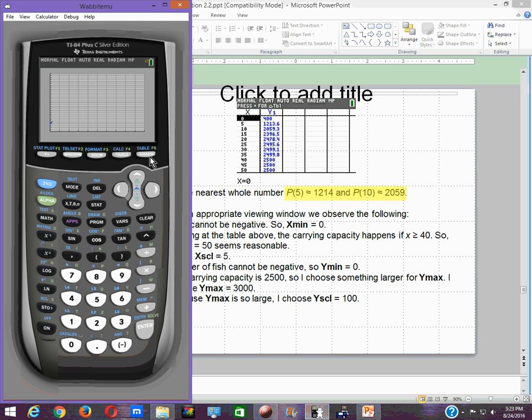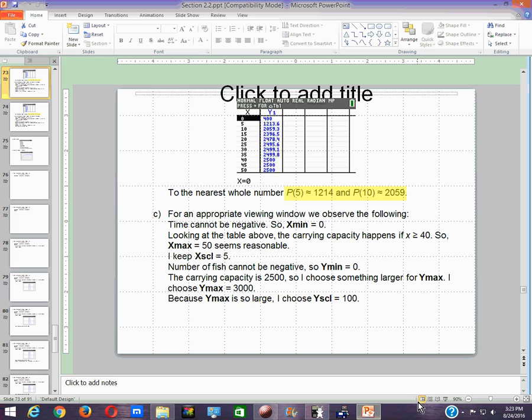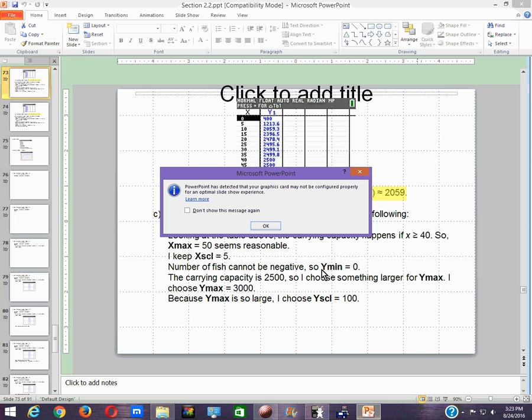Graph it now, and see there are the grids. I don't know if that helps or not. Some people like it, some people don't. Doesn't hurt. Remember, if you don't like it, just do second format and turn it off.